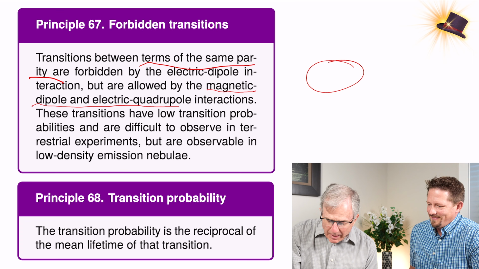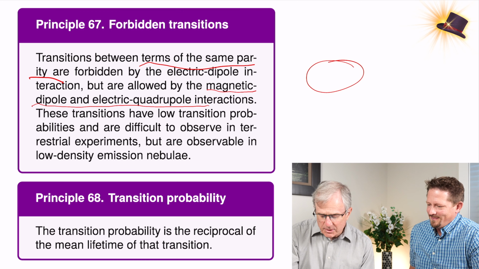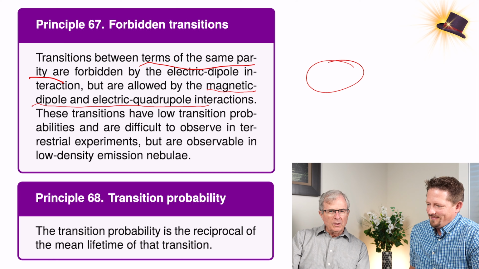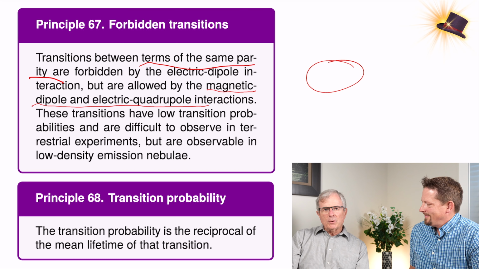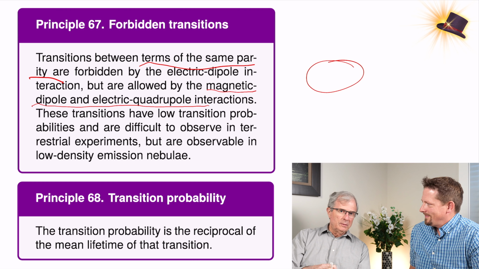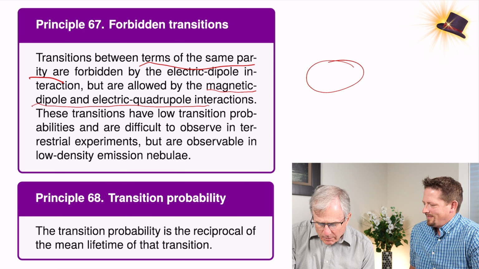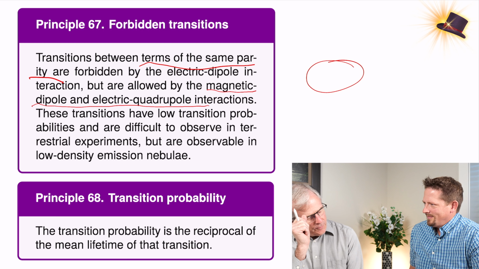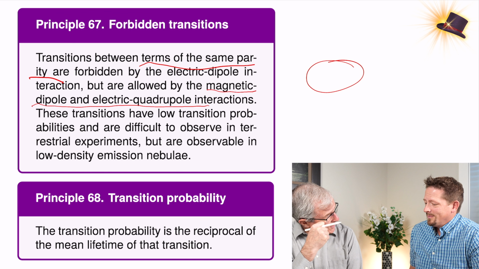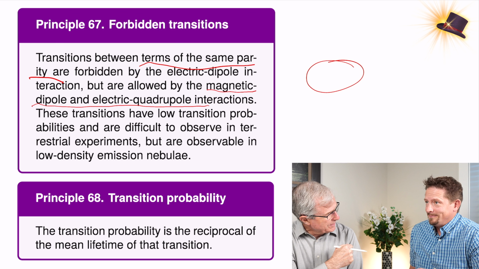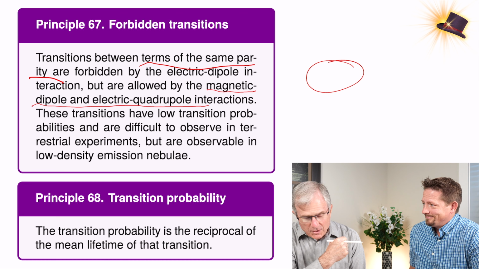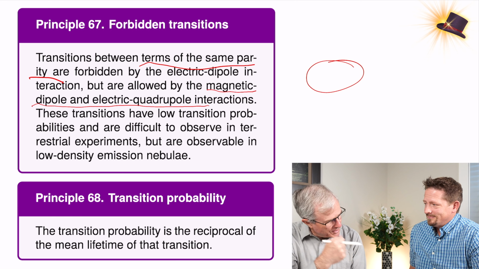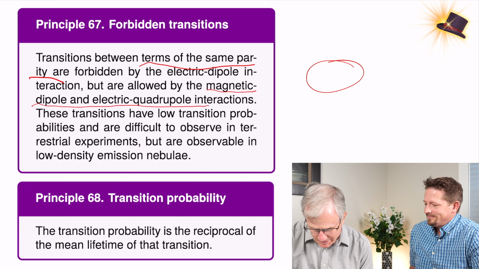So a higher order approximation of this difficult quantum mechanical integral is called the magnetic dipole, and another one called the electric quadrupole. Both of those interactions allow transitions between terms of the same parity. And so they save your life. Thank goodness for the magnetic dipole interaction, because otherwise you wouldn't understand the sulfur transitions.